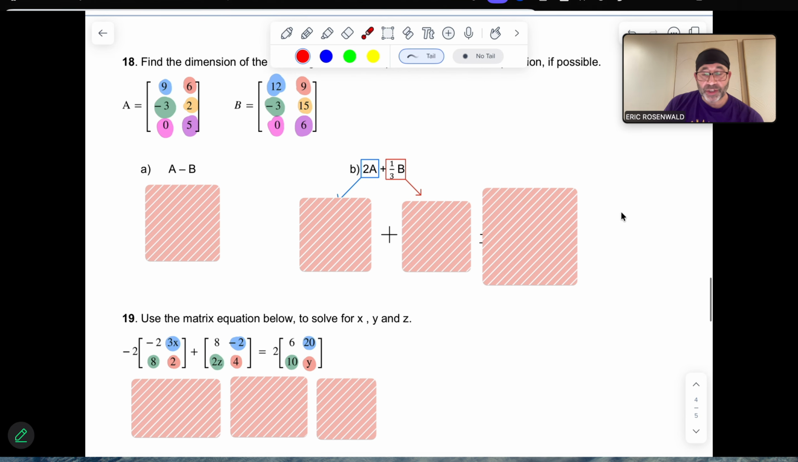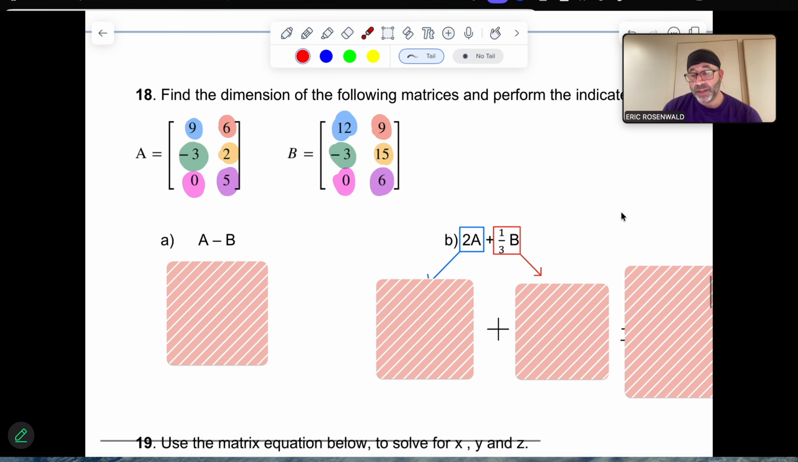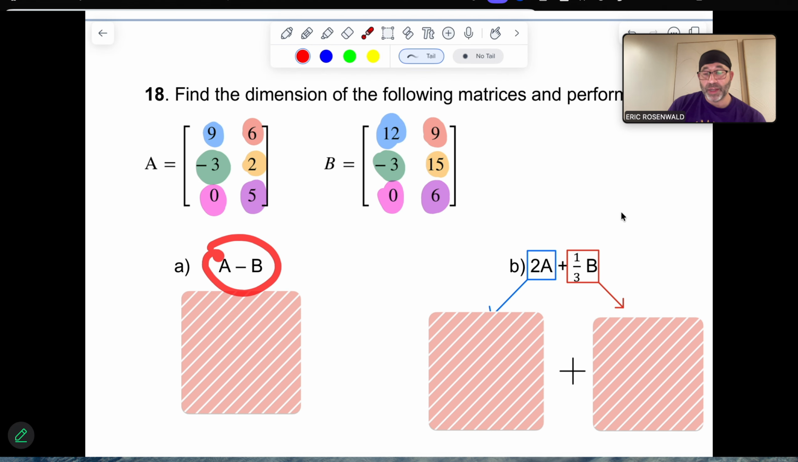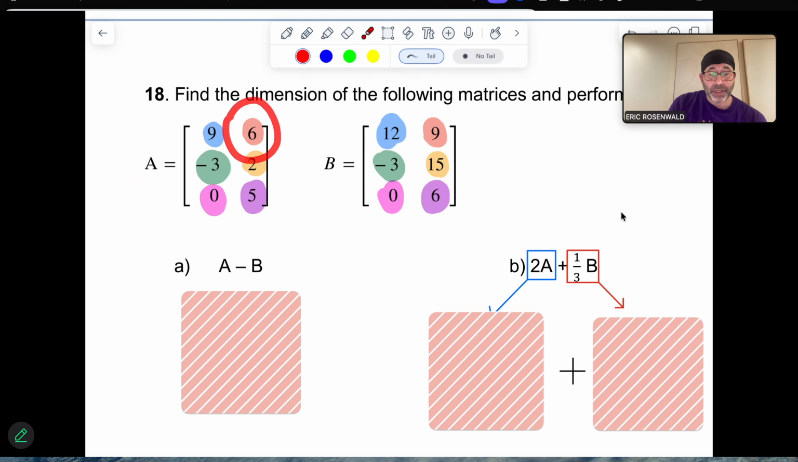All right, and the last questions are matrices. I color code this whole thing so you should be able to follow all the colors. But what's happening in letter A is we're taking the two matrices and we're subtracting them. So that means we're going to take letter A and subtract letter B from it. So we're going to take the 9 and subtract 12. And then from there, we're going to take 6 and subtract 9.